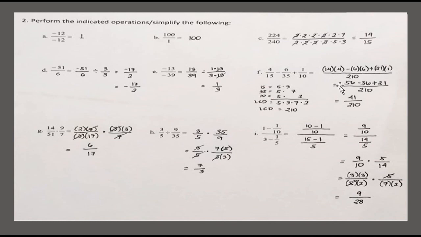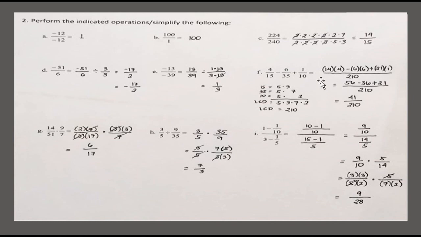So, next, 210 divided by 15, that is 14 times 4. Minus, copy the sign, 210 divided by 35. That is 6 times 6 in the numerator. So, 6 times 6. Then, copy the sign plus. 210 divided by 10. That is 21 times 1. 21 times 1.